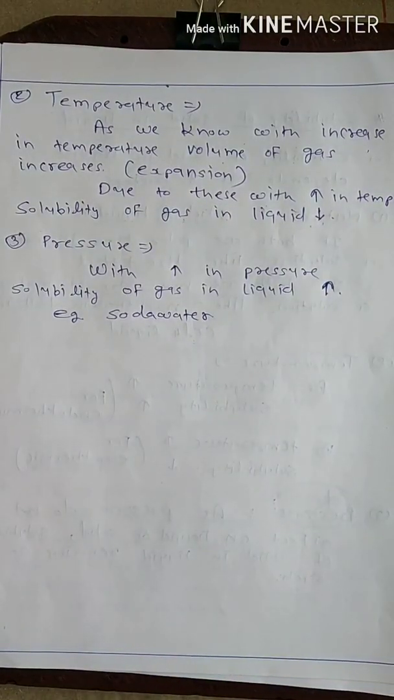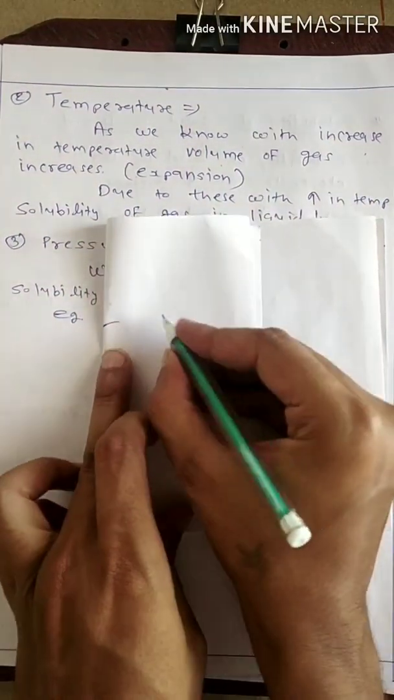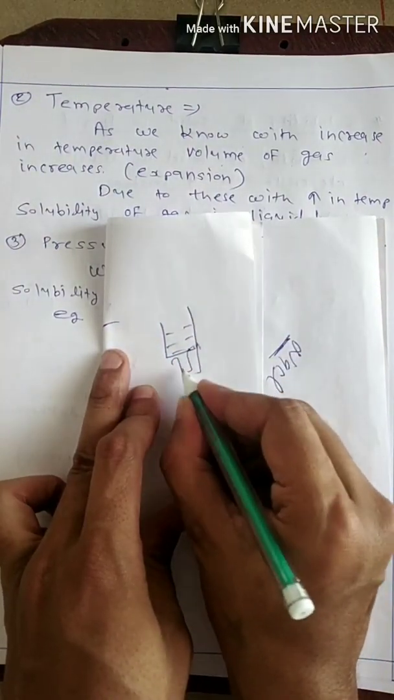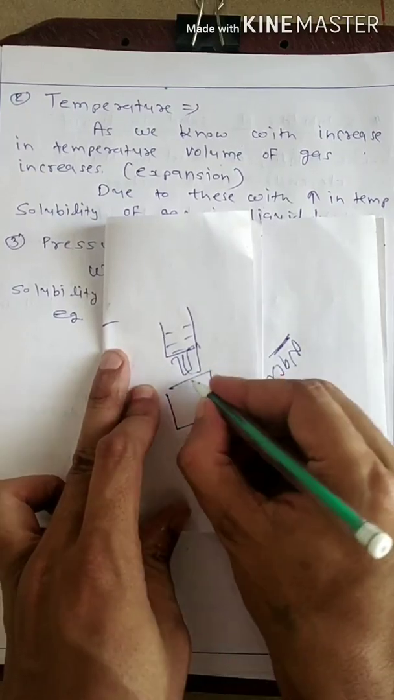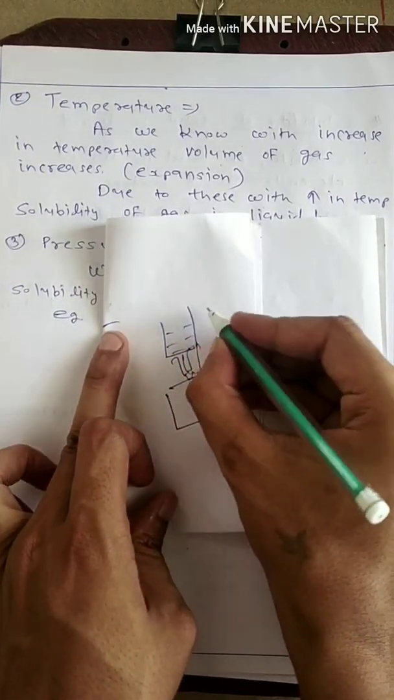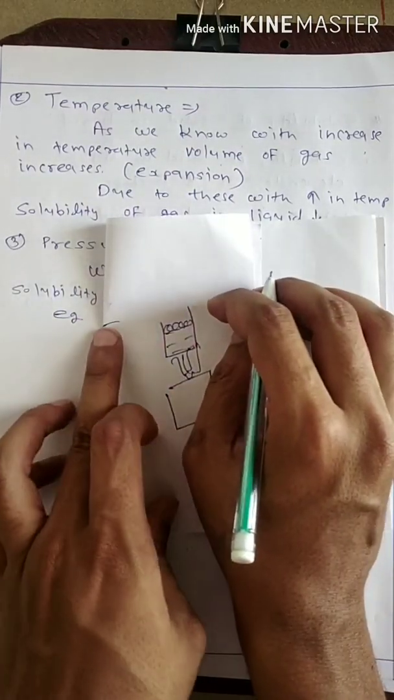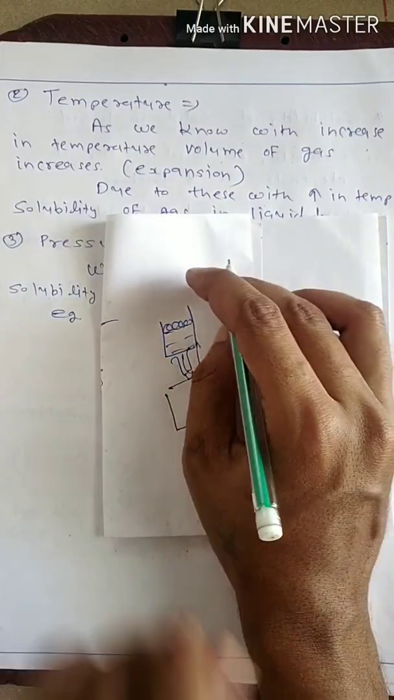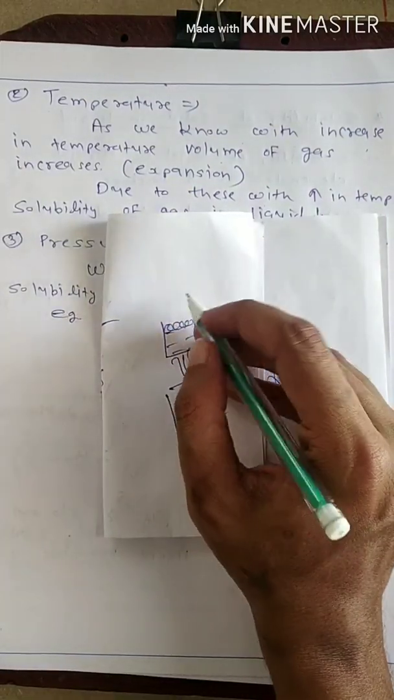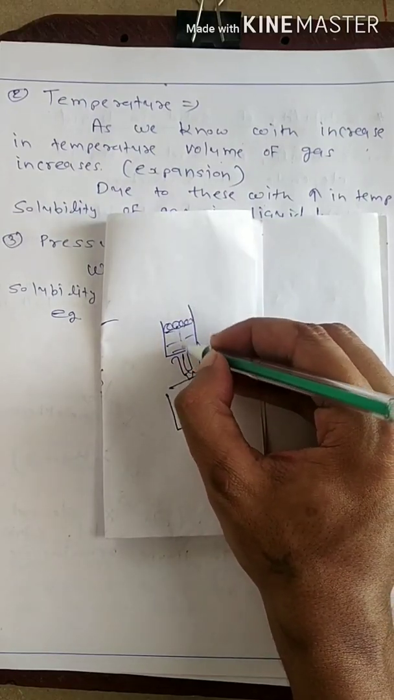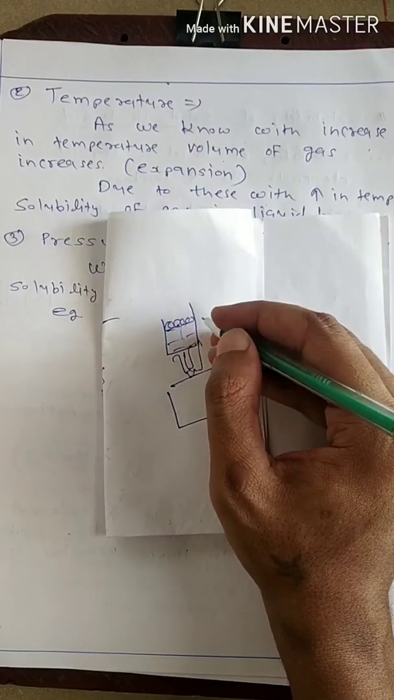I am taking an example here. Suppose you have a glass of water, normal water I am talking about, and you boil it using burner. Okay. You will first observe some bubbles here on the outer surface of liquid. You will observe some bubble. What are these bubbles? These bubbles are nothing but soluble gas in this liquid. They are trying to get out of the liquid.